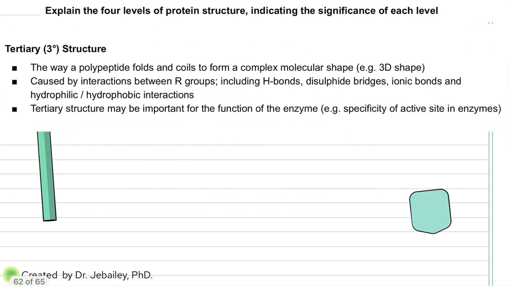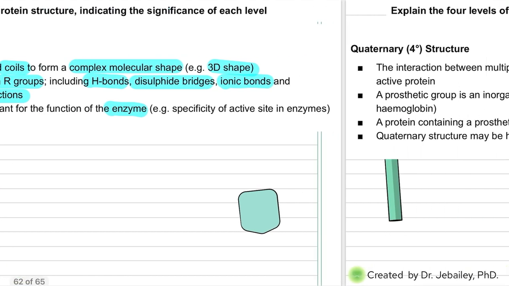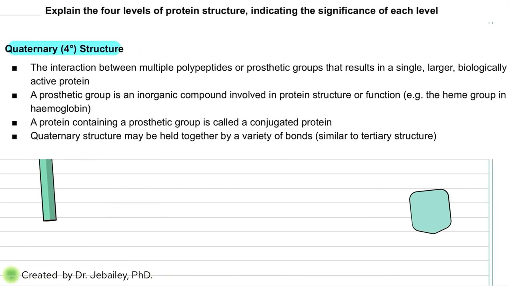Tertiary. They are polypeptides still folding in coil, right? And they start to have a complex molecular shape. So it's a 3D shape. Here you can see that it's all about the R groups. That's what tertiary is. That includes hydrogen bonds, disulfide bridges, ionic bonds, hydrophilic and hydrophobic interactions. An example of tertiary structure will be the enzymes, right? So as I said, then we get to the quaternary structure.